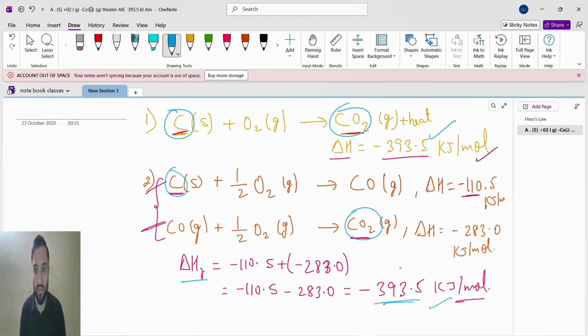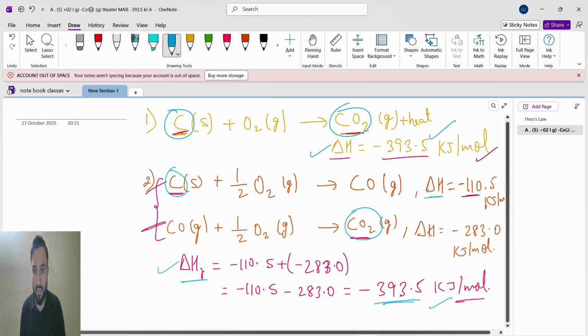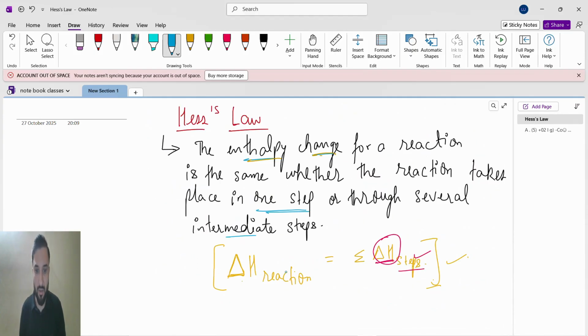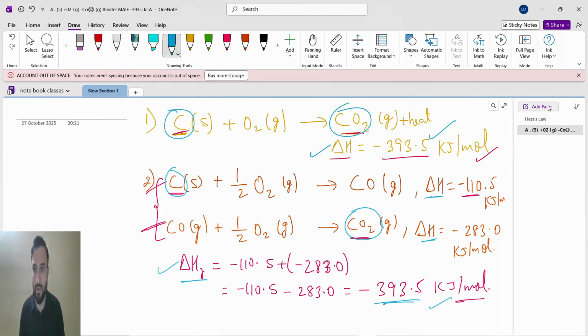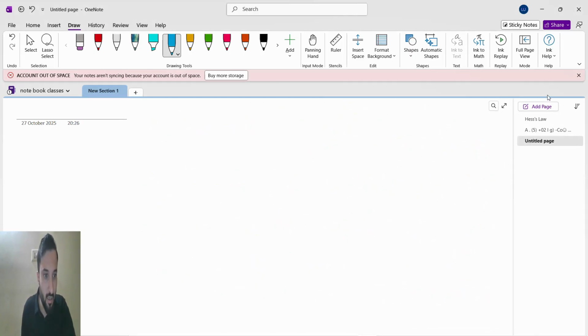So that is what Hess's law wants to say. Whether you do it in one step or in several steps, delta H for the reaction will remain the same. So how do you find delta H of a reaction with several steps? We just have to add the delta H for every step. Delta H for the reaction is the summation, meaning addition, of delta H for every step. The same thing we did here. Now we will solve the problems.